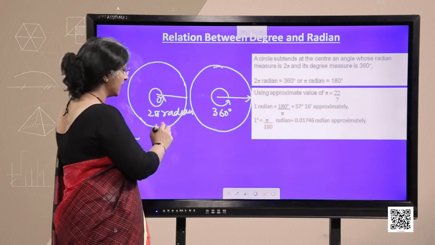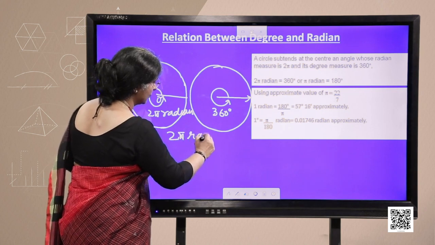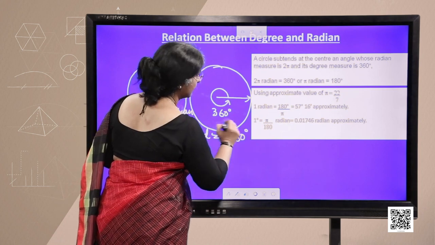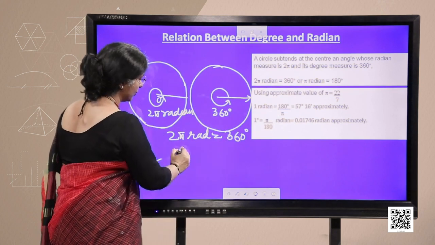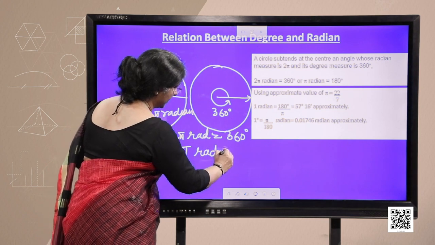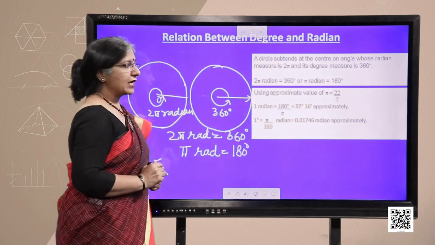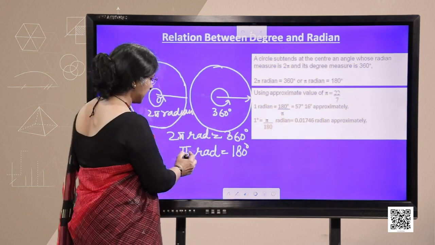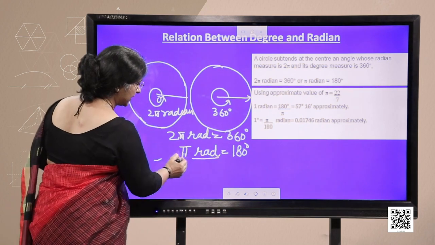So, we can say this 2 pi radian is equal to 360 degrees, or if we divide both sides by 2, we get pi radian equal to 180 degrees. If we use the approximate value of pi, that is 22 by 7, in place of pi here, we can say pi radian is 180 degrees.